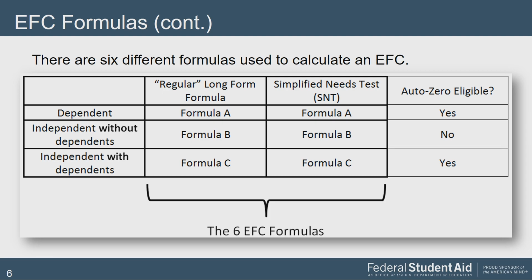So we had about 4 different versions of this chart trying to make it simple, and I hope we succeeded with that one. The 6 different EFC formulas are: you have formulas A, B, and C, which are 3 different formulas. But those 3 formulas have different versions depending on whether you are a regular FAFSA filer, which means you fill out the entire FAFSA, whether you have a simplified needs test, which means there is certain skip logic in the FAFSA that you skip over, and whether you're auto zero eligible, which again skips over certain questions of the FAFSA. So 3 formulas, with 3 different versions of each.